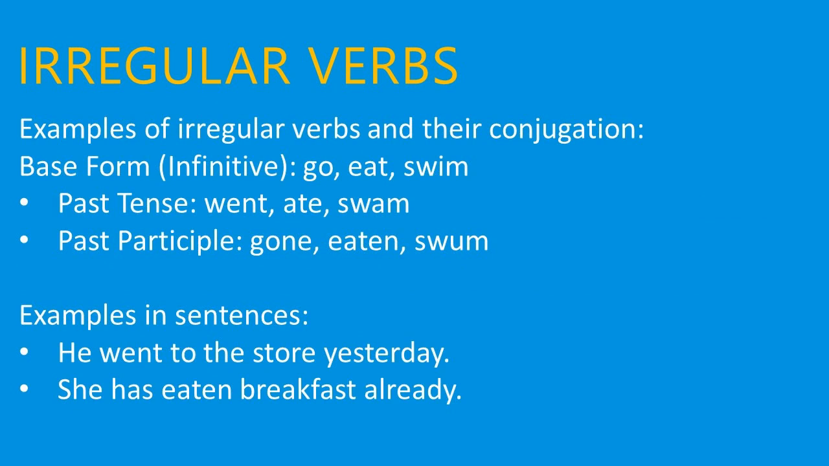Examples of irregular verbs and their conjugation. Base form, infinitive: go, eat, swim. Past tense: went, ate, swam. Past participle: gone, eaten, swum. He went to the store yesterday. She has eaten breakfast already.